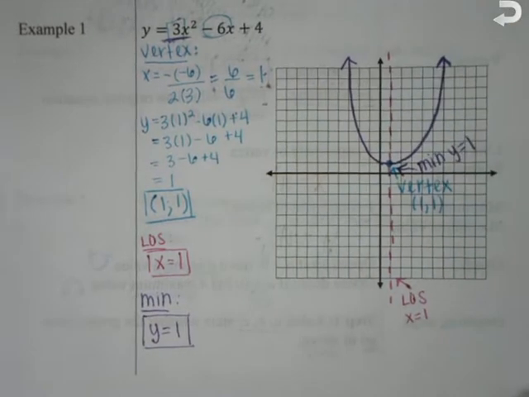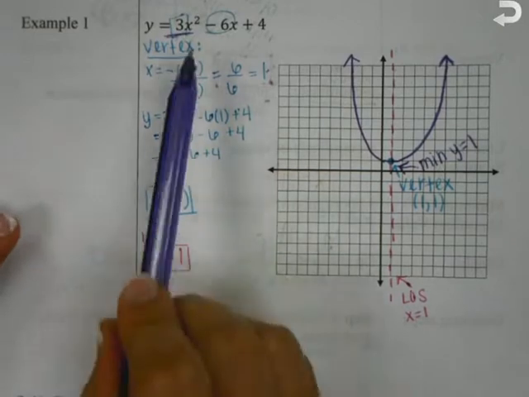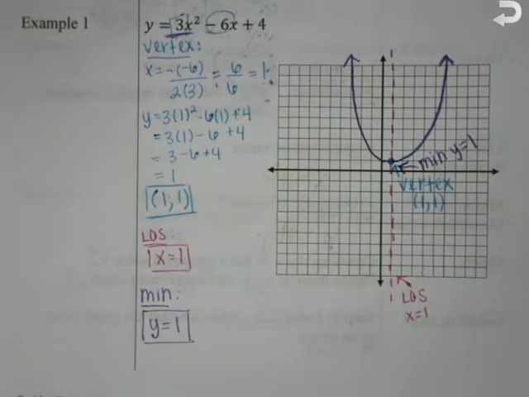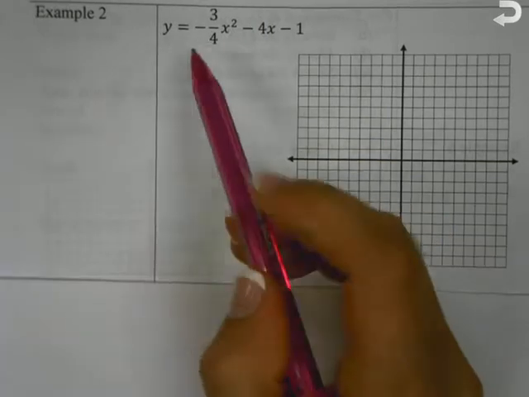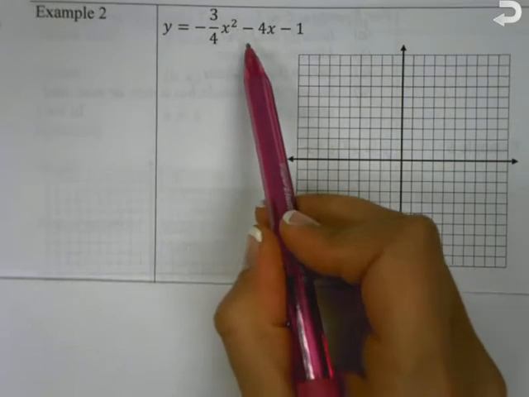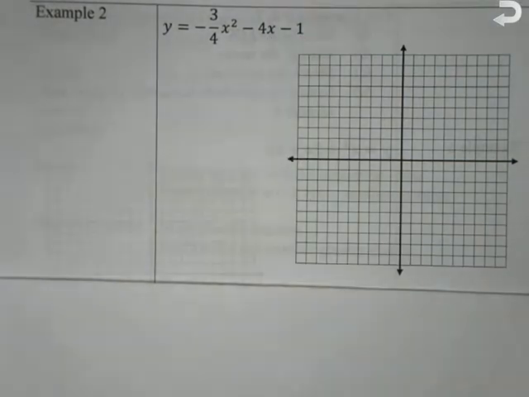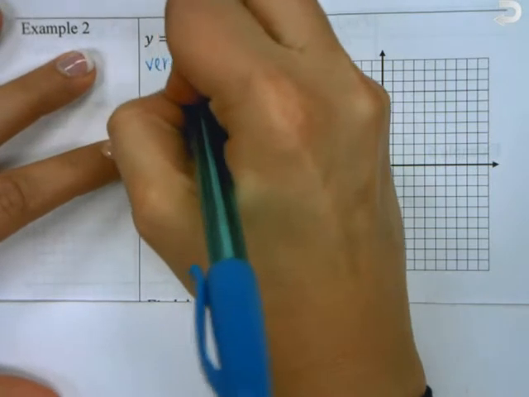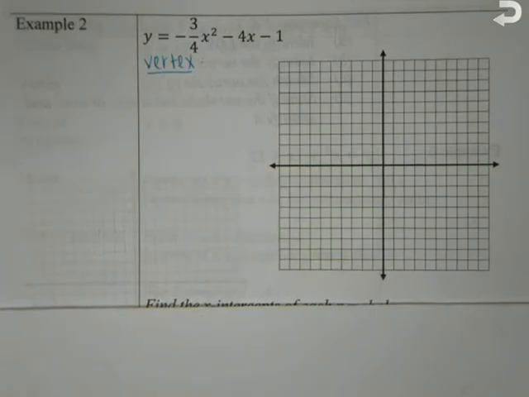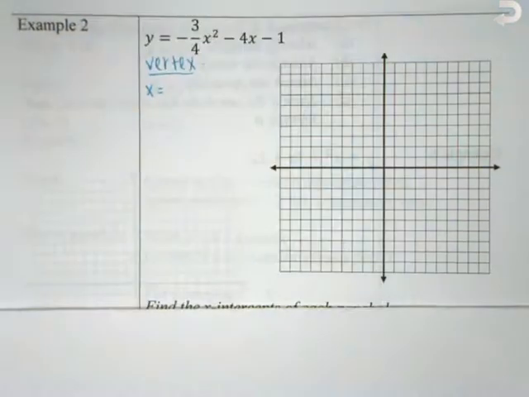Okay, example 2. We have y equals negative 3/4 x squared minus 4x minus 1. So write out the equation, draw your axes, and then we will get started. So vertex is the first thing we have to find. Now we can't find the vertex until we know what x is. X, what's the formula? You guys should know this. Negative b over 2a. Good, negative b over 2a. So we have negative, what's b in this equation? Negative 4. So this is negative negative 4.